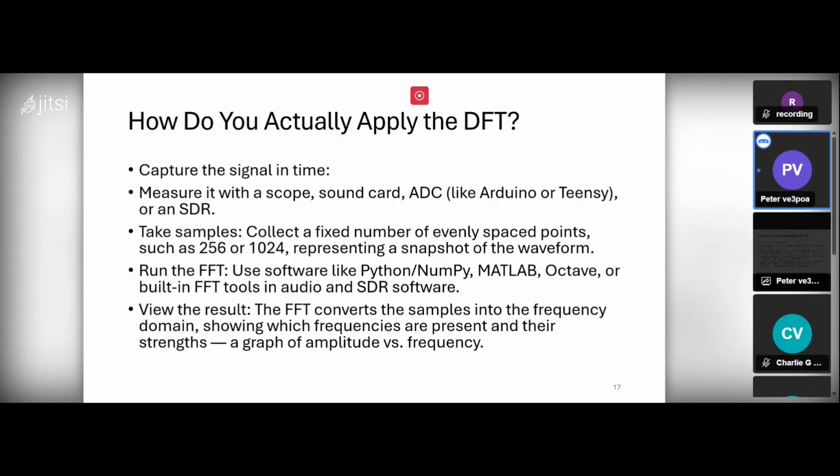It's usually done in software like Python with NumPy, MATLAB, or Octave, and many of the audio or SDR tools have FFTs built right in. The output is the frequency domain view, a plot of amplitude versus frequency, and that's where you can clearly see what frequencies are present and how strong they are.